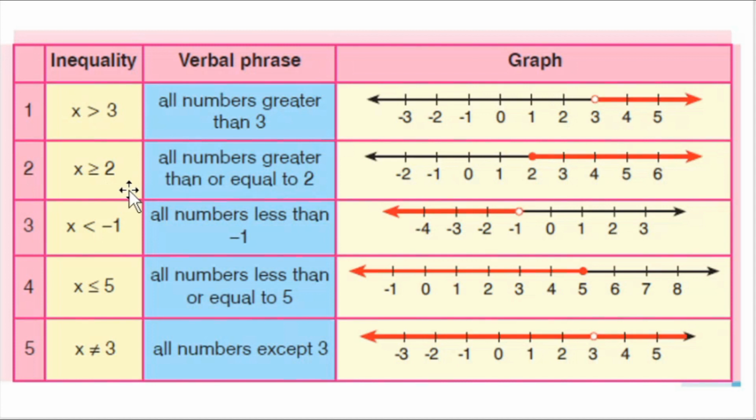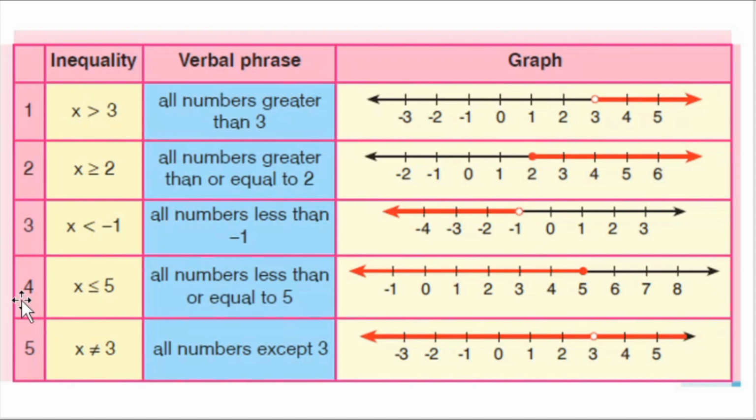So number 2, x is greater than or equal to 2. It says that all numbers greater than or equal to 2. So in graphing, we are going to include 2 as a value. That's why we use a closed dot and the arrow is going to the right of 2. Number 3, x is less than negative 1. It means all numbers less than negative 1. So the direction of the arrow is going to the left of negative 1 and we use the open dot.